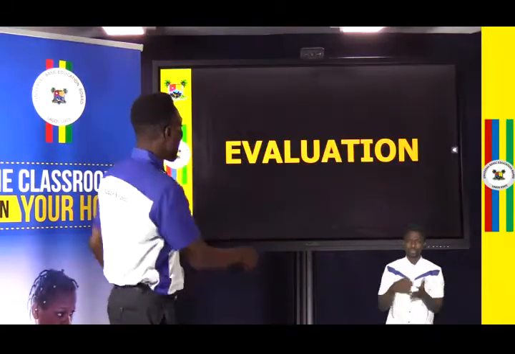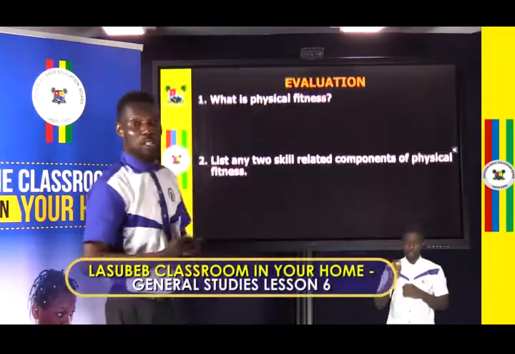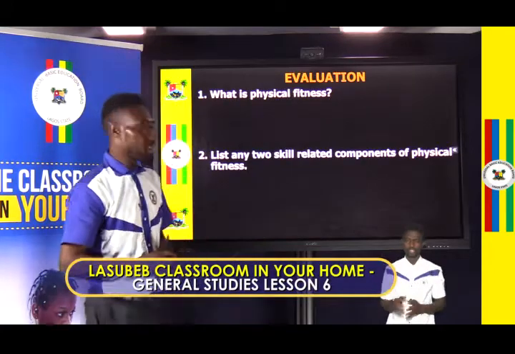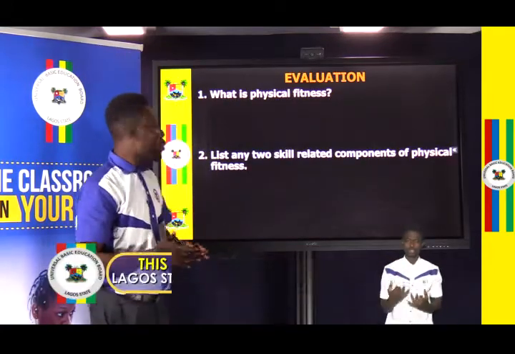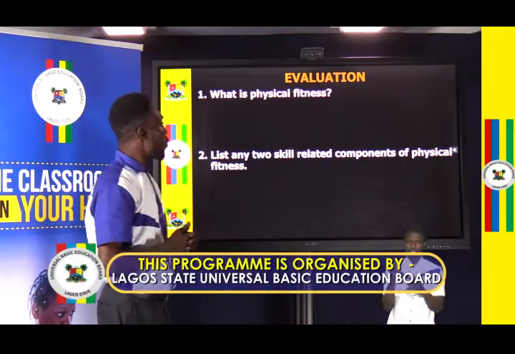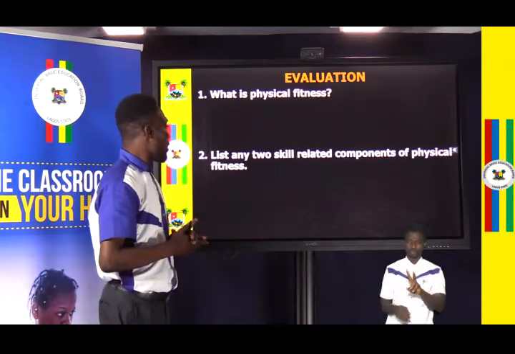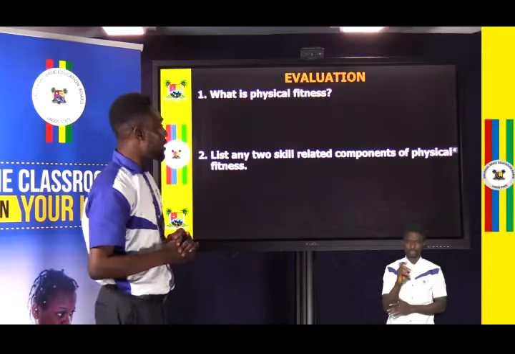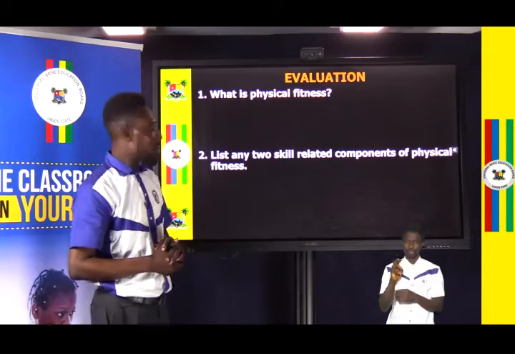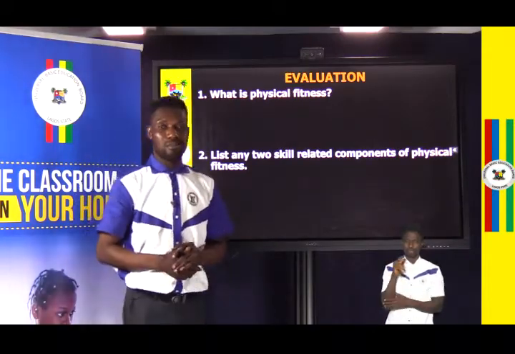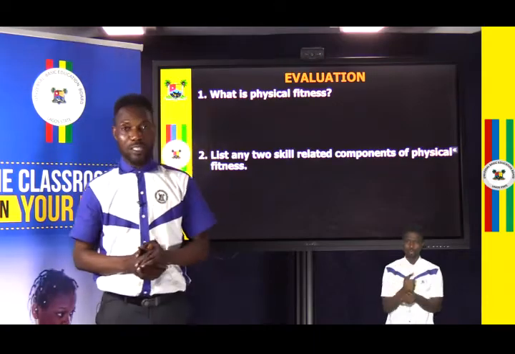Now it's time for evaluation. Activity time. Now I have two questions. The first question, what is physical fitness? Number two, list any two skill-related components of physical fitness. You have just 30 seconds to attempt this.